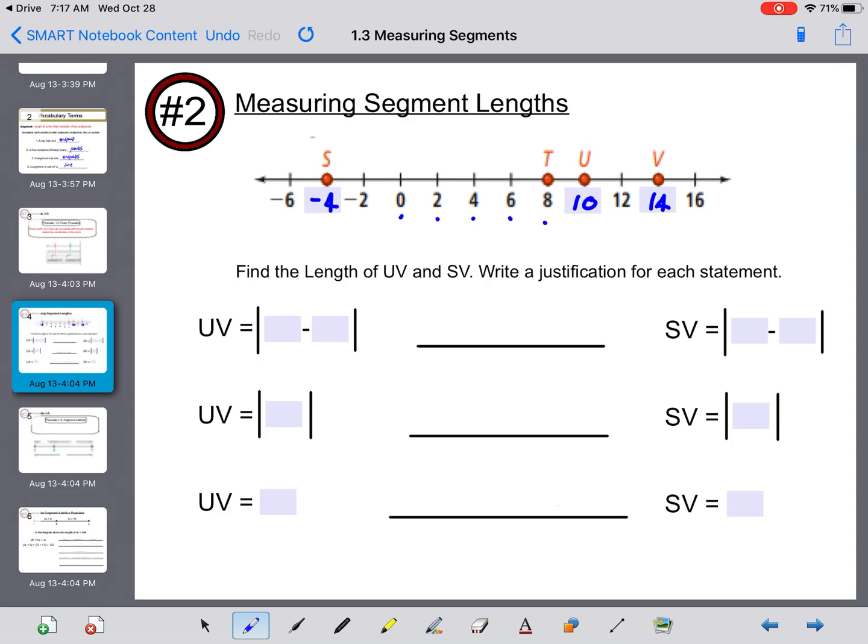Now it asks us to find the length of UV, which is right here, UV, and SV, which is the entire length from S all the way to V. So UV is SV, the entire length, minus SU. So what that means, the entire length minus this portion of the length will give us UV.